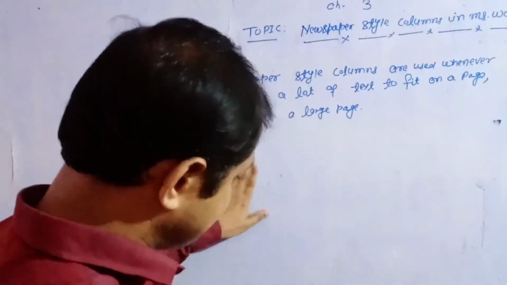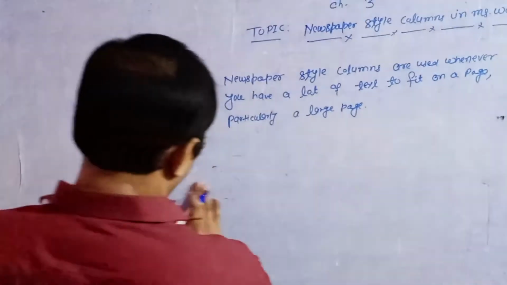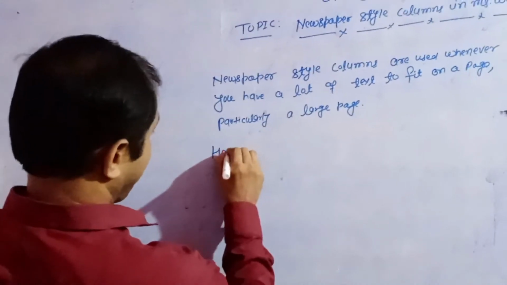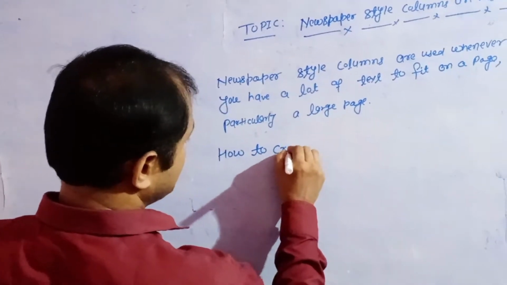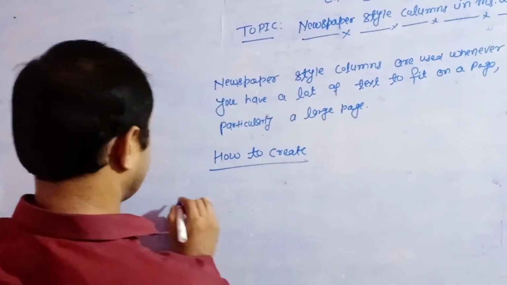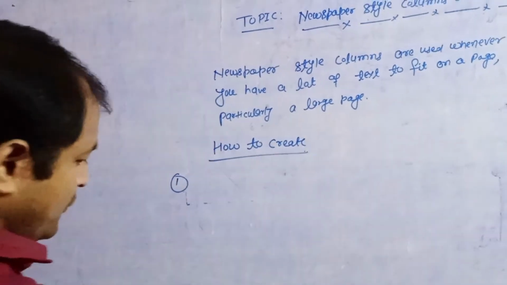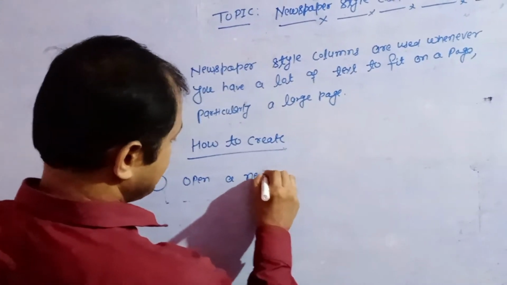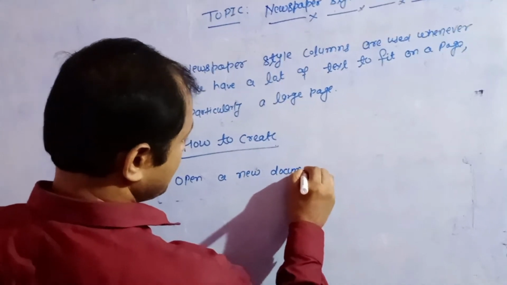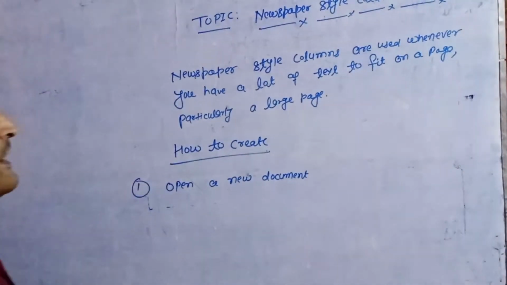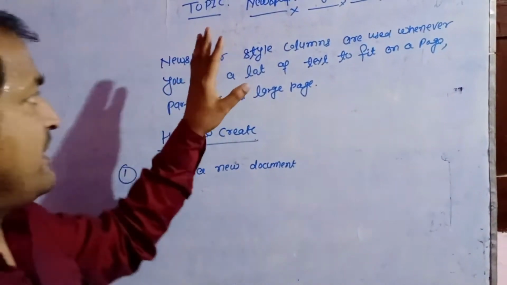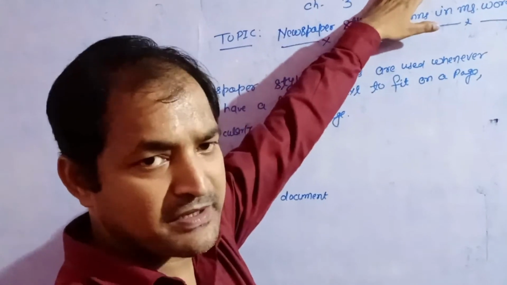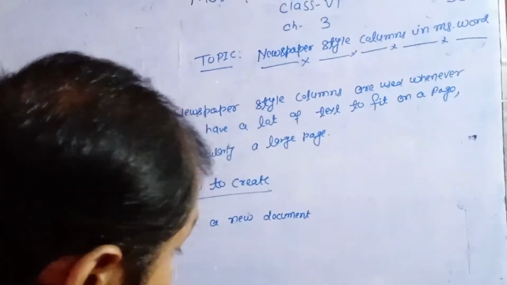My second option: how to create newspaper style columns in MS Word. How to create? First, open a new document. First of all, you open MS Word 2010, and then open a new document.